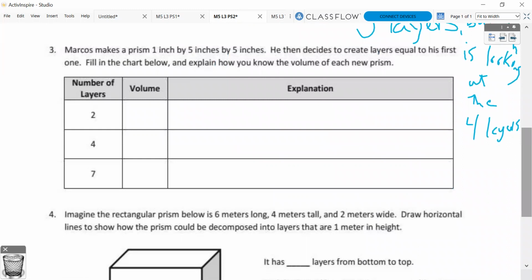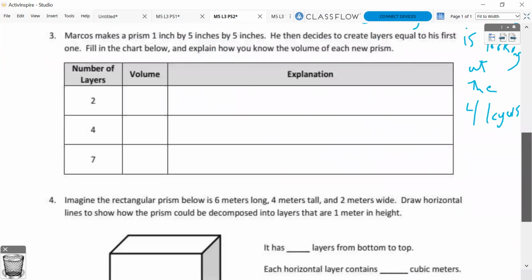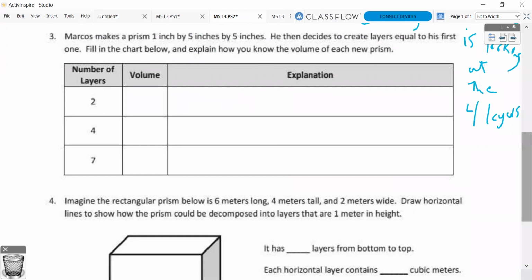All right, Marcos makes a prism 1 inch by 5 inches by 5 inches. Then he decides to create layers in his first one, equal to his first one. Fill in the chart and explain how you know the volume of each prism. So if I was trying to visualize this, and I have my prism, I could say that it's 1 by 5 and then by 5 again, right? Because it's 1 by 5 and then 5 inches tall.